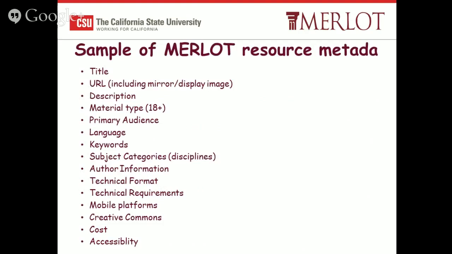So we got involved with LRMI, and this is just a sample of the Merlot metadata that we have for any particular one of our 46 to 50,000 materials. Some of this metadata is required, like obviously our title, the URL, the description, the material type, and the audience. But then you can add many different metadata tags in Merlot to further identify the material, the technical format, the mobile platforms. We strongly encourage Creative Commons and accessibility information.